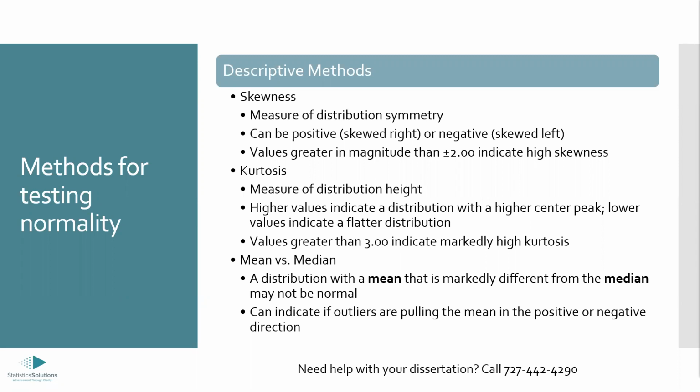And so a distribution with a mean that is markedly different from the median may not be normal. So if you have a distribution, for example, where the mean is much higher than the median, then that might indicate a distribution that is positively skewed. So you might have outliers that are pulling the mean in the positive direction. Or you could have the opposite case where you have a mean that is much lower than the median. In this case, you may have outliers or extreme values that are pulling the mean of the distribution in the negative direction.